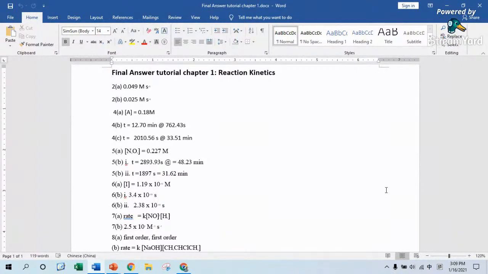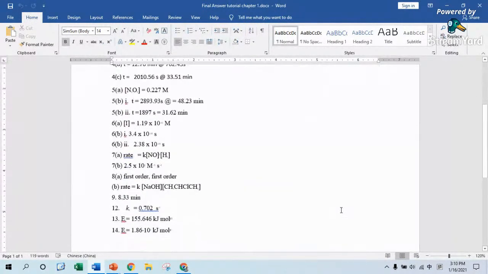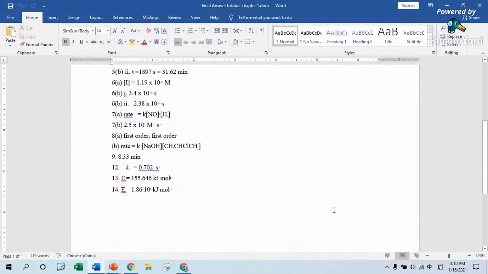Okay, so please jot down the final answer for your tutorial chapter one. You can try to go through all the lectures by yourself now, and then try to do the tutorial. Okay, so if the number is not given, for example, why there is no 10 and 11, meaning that that one is the explanation question. So I just share with you all the calculation final answers.